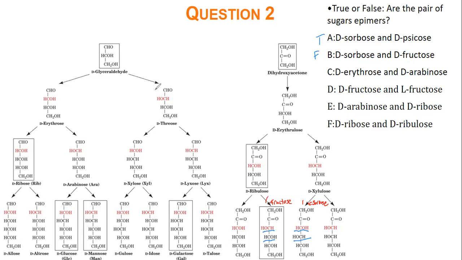C, erythrose and arabinose. That is false. They are not epimers. That is false for that.